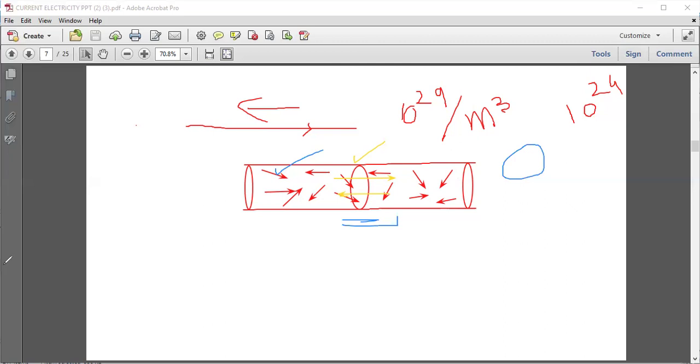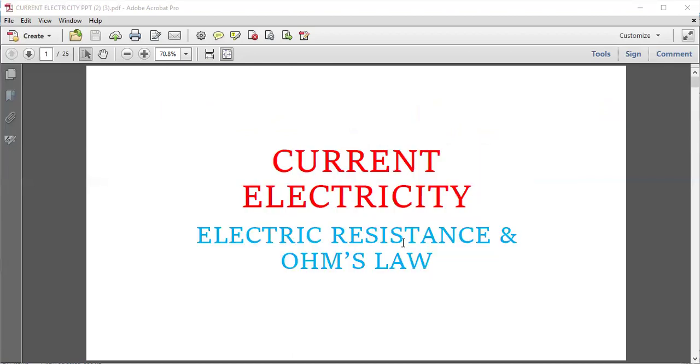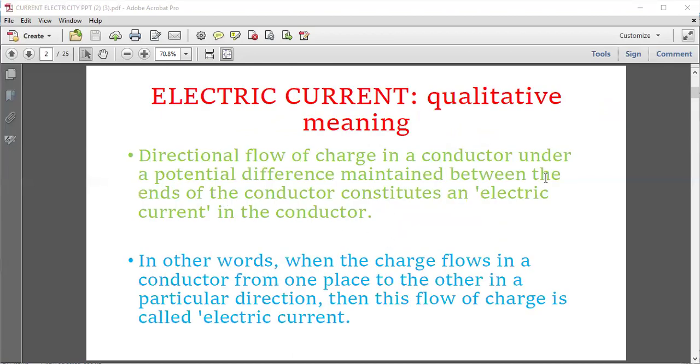So now when is current produced? When these free electrons start moving in a definite direction. Directional flow of free charge in a conductor produces electric current. Means when these free electrons move in a definite direction, only then electric current will be produced. And this directional flow is produced when some potential difference is applied.